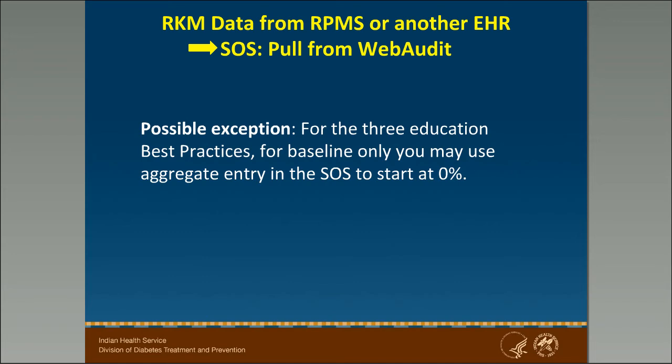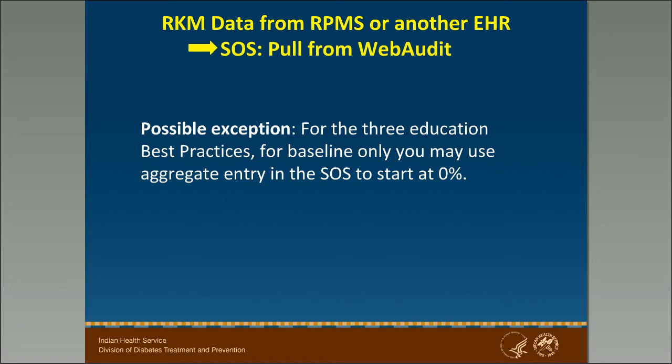There is a possible exception for those with education best practices. We have 3 of them that are available: nutrition education, physical activity education, and diabetes-related education. If you selected those, for your baseline, you may be able to use aggregate, and generally we're okay with you starting with a 0%.